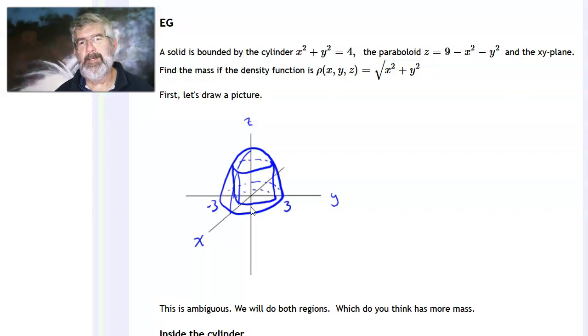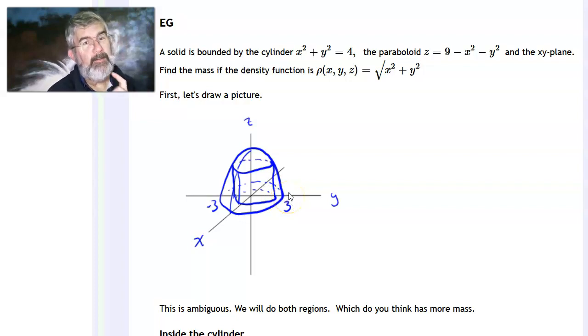In fact, it's kind of interesting to me, I wonder which one actually has more mass, because my intuition is telling me that the volume that's inside the cylinder and under the paraboloid is bigger than the volume that's outside the cylinder and under the paraboloid. It just seems like there's more stuff in there. Although that's sometimes misleading because it's a longer distance around the outside than it is around the inside. But I just think that the radius of 2 on the inside is going to have more than the extra 1 on the outside here.